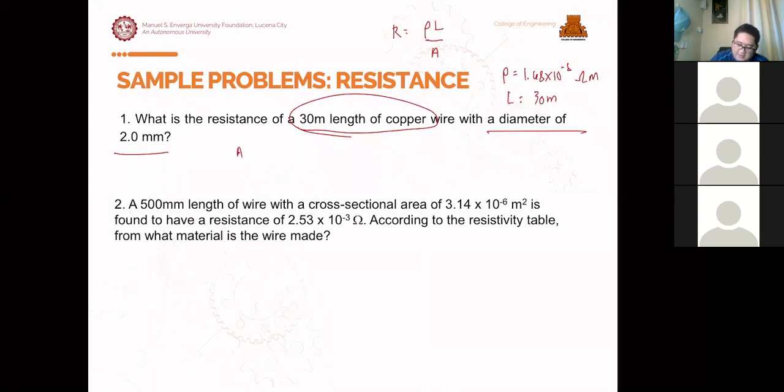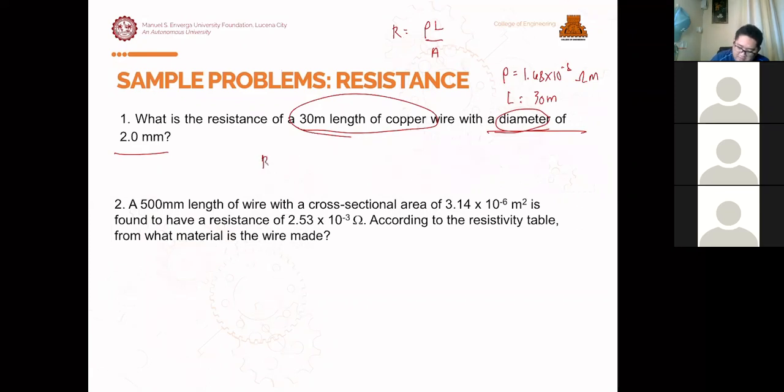Then yung area natin, so area ang hinahanap. So may diameter tayo. So ano ibig sabihin ng diameter? Ibig sabihin yung cross-sectional area natin is a circle. Area ng circle is pi over 4 diameter squared. So substitute natin, convert na natin yung mm to meter, no? Okay? So, yun yung magiging value niya. I-direct ko nang i-substitute dun sa formula, para isang compute na lang.